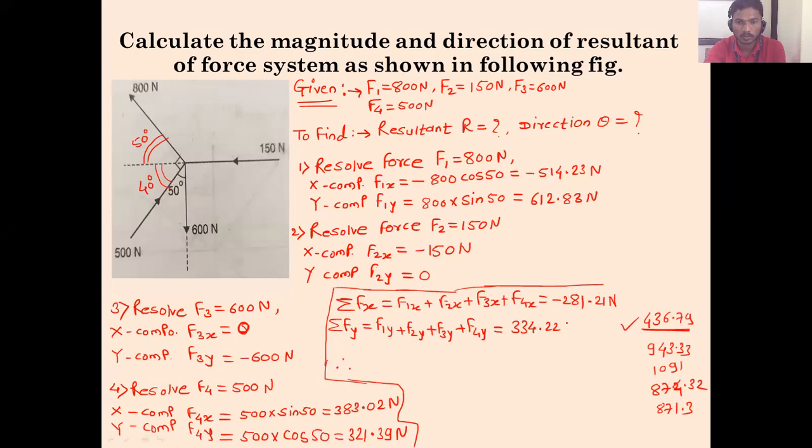334.22. Okay. Is it correct? Yes, sir. Okay. R is equal to. What will be R is equal to then? Summation fx square. Tell me what is that?